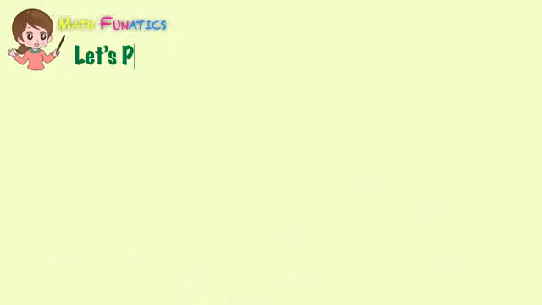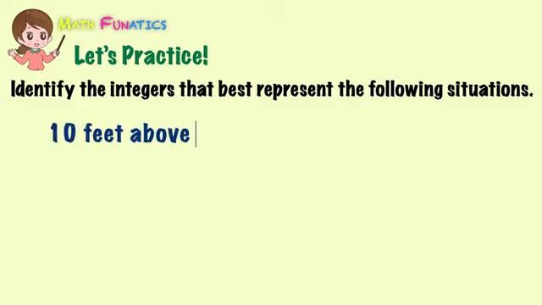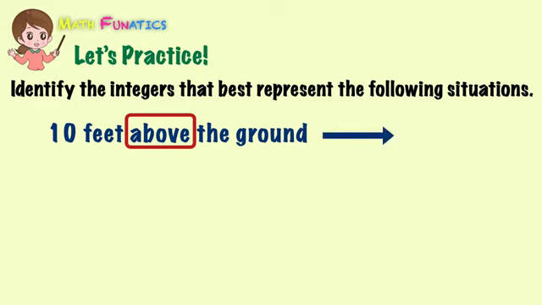Now let's practice what you have learned about integers. Identify the integers that best represent the following situations. In the first situation, which is 10 feet above the ground, we see that the word that was used is above. Above means positive, so the integer is positive 10.